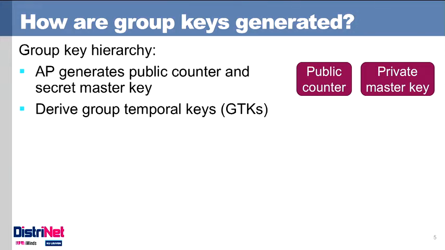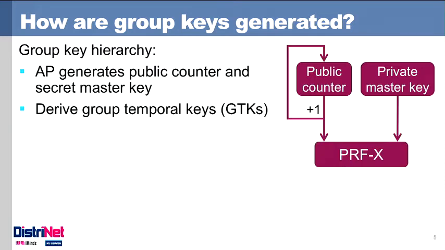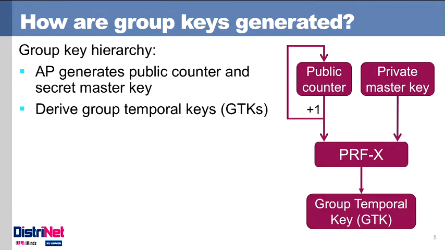So how is that done? Well, it's quite simple. You increase the public counter by 1. You then combine it with the master key using a pseudo-random function. And the output of this function is the temporal group key. Just to be clear, the group key is abbreviated to GTK.